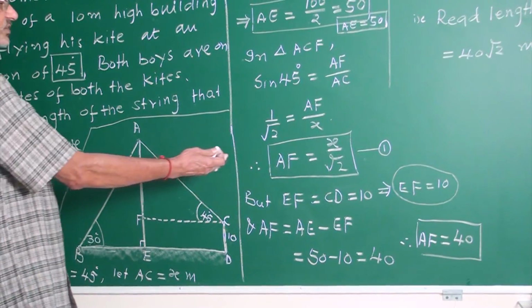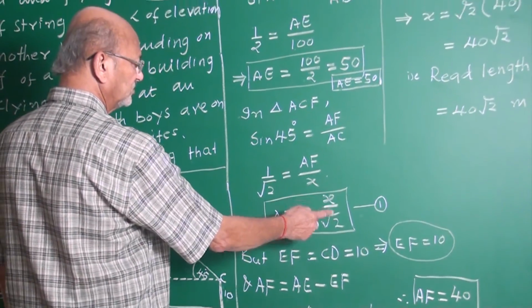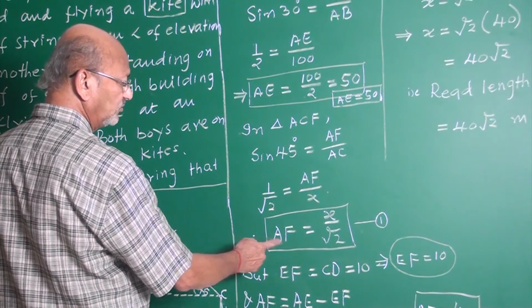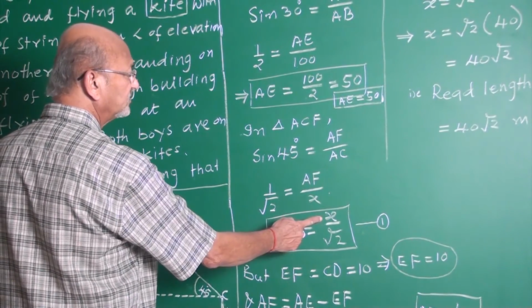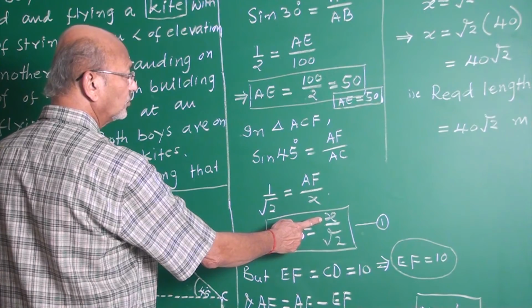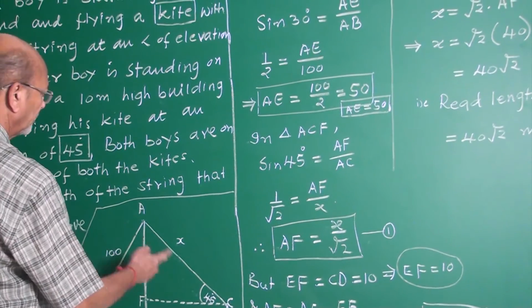Using the second equation, from 1, what is x? Root 2 into AF. The value of AF is 40. Therefore, x is 40 into root 2. That is the required value.